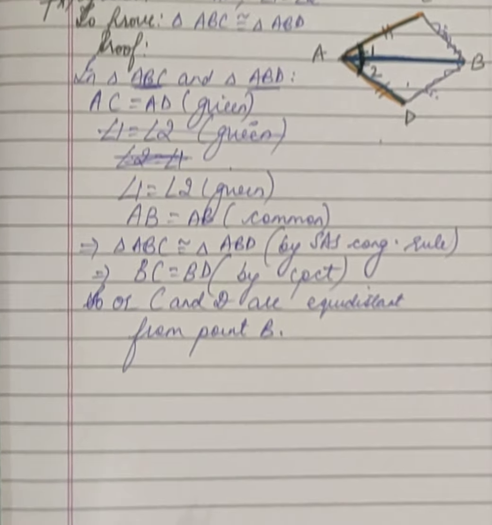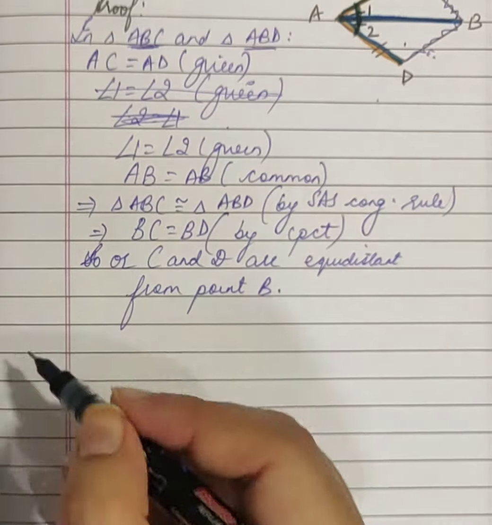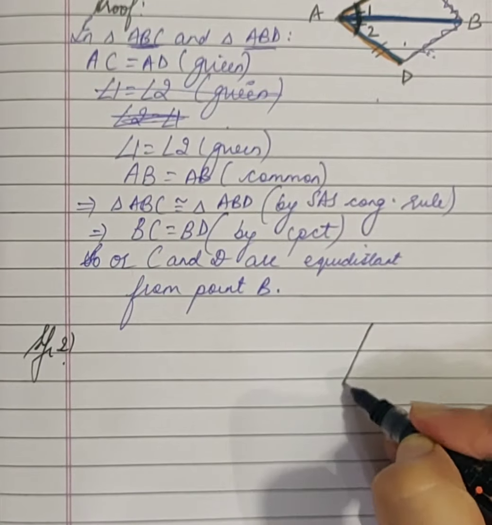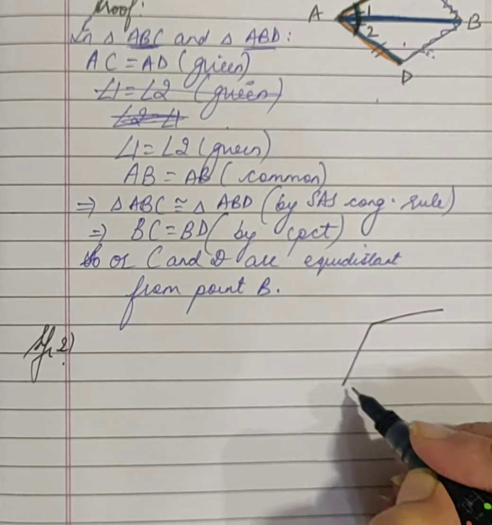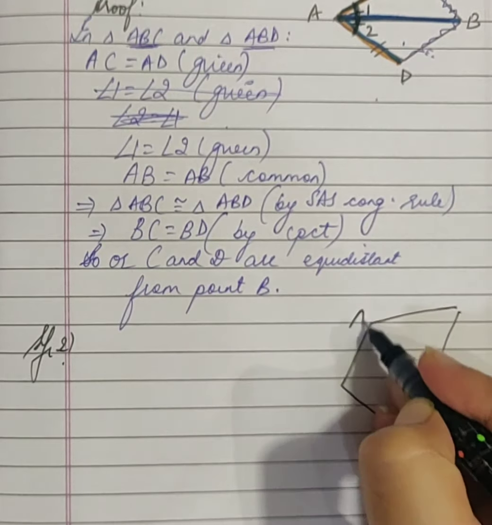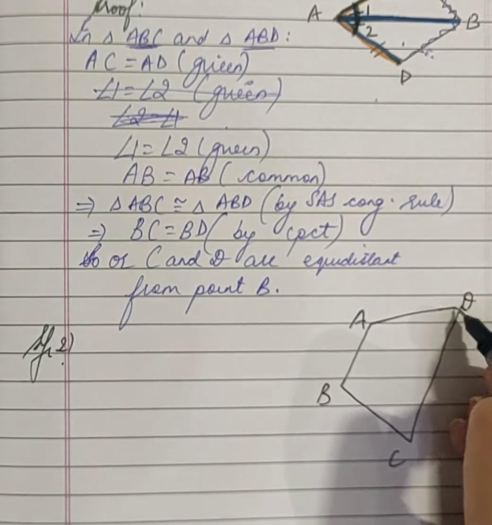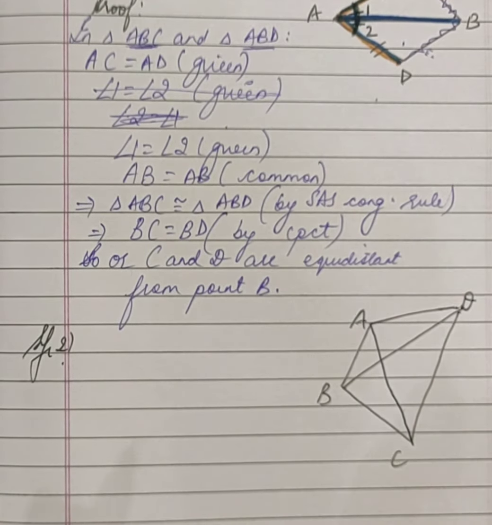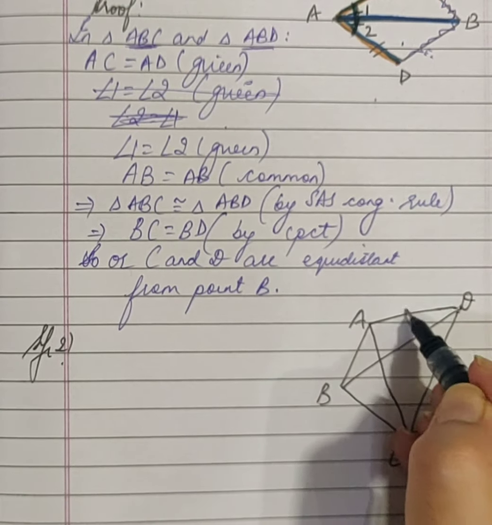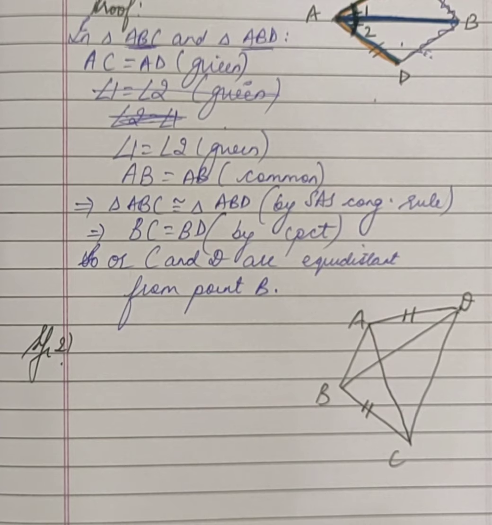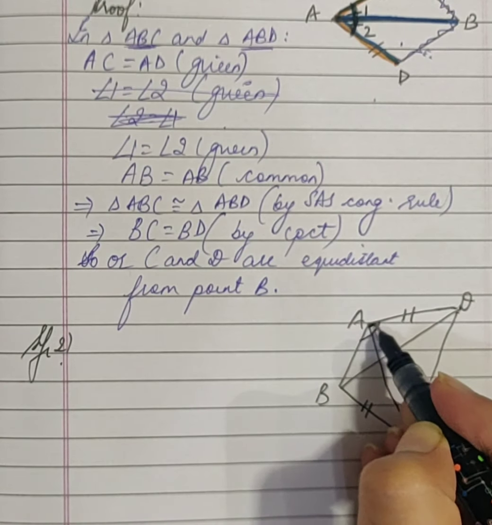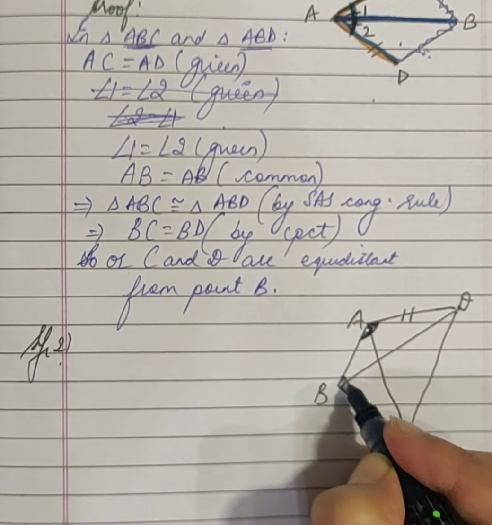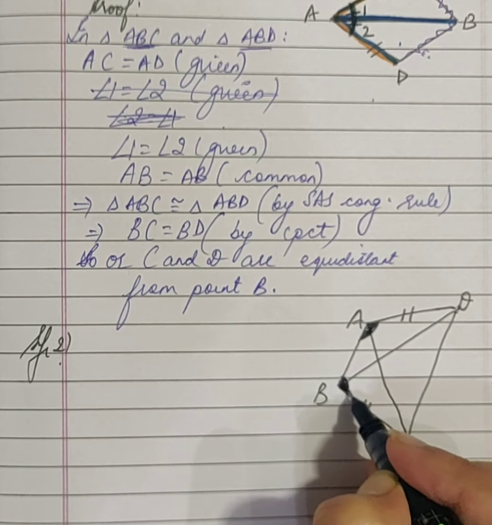Let's look at question number 2. The diagram is provided. This quadrilateral is given. A, B, C, D. These are the diagonals. I'll read the question. ABCD is a quadrilateral in which AD is equal to BC. This AD is equal to BC and angle DAB, that means this angle, is equal to angle CBA. That means these two angles are equal.